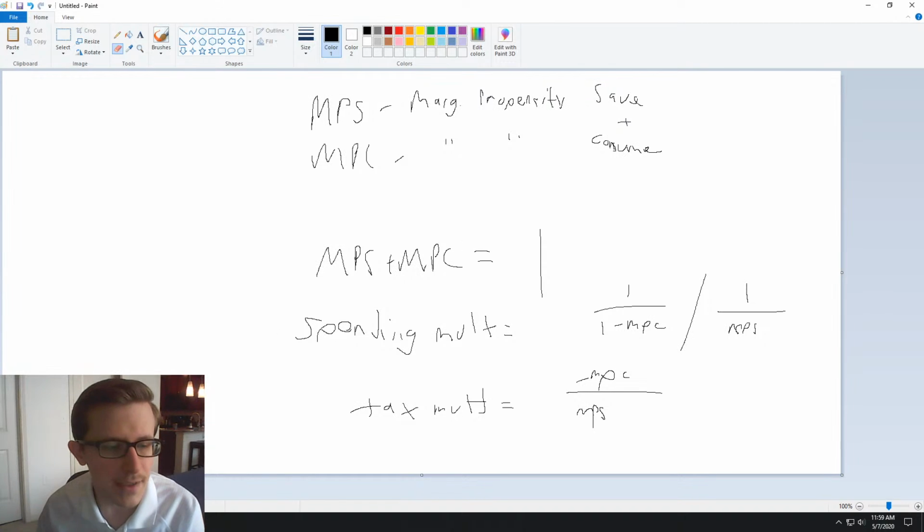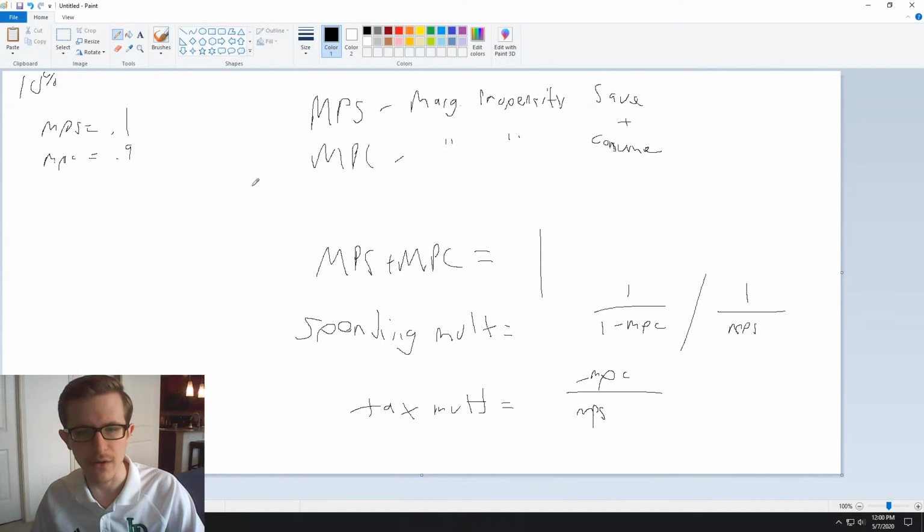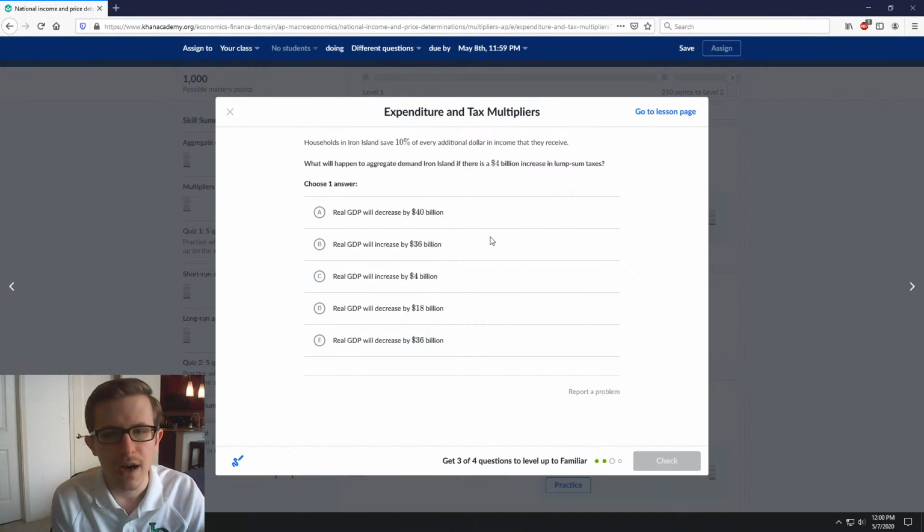All right. So that means for this problem, I'll write it up here. If it's 10% that they're saving, that means they're saving 10% of every dollar. That means that MPS is going to be equal to 0.1, and MPC is going to be equal to 0.9. Now, back to this, getting to the multiplier part of it.